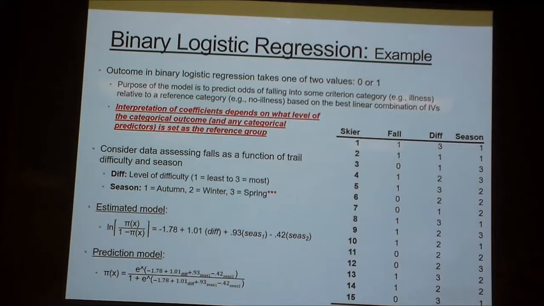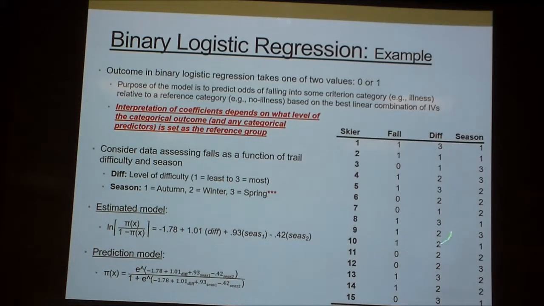Season is a true categorical variable. Time-wise, there's a progression, there's an order to it, but there's no meaningful quantitative difference between these levels. So in this example, 1 is autumn, 2 is winter, 3 is spring, and you'll see the asterisk on spring, which is our reference group. We'll model this kind of like an indicator regression, where our specific effects will be comparing autumn versus spring and winter versus spring, with spring being our reference group.